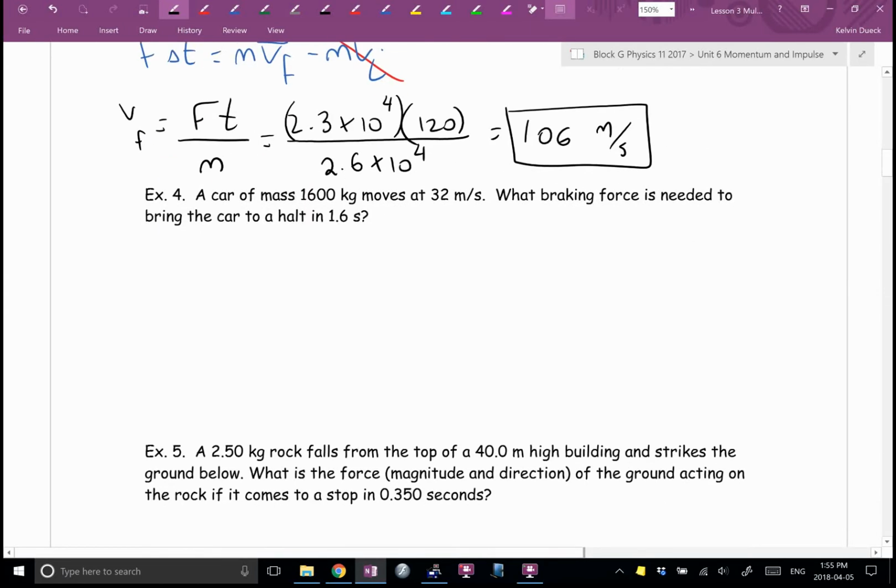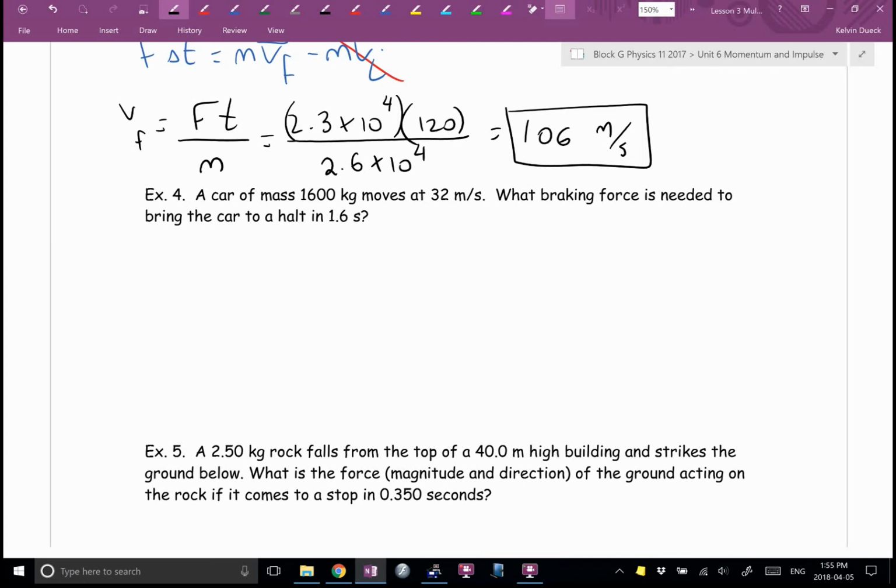Hey, Morgan, what's example 4 asking me to find? Force. What did they give me? I see a mass. I see a 32. That's a velocity. I see a 1.6. That's a time. I probably could find acceleration, and I probably could go F equals ma. But let's see if we can use the impulse equation.